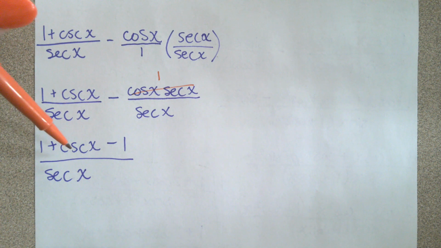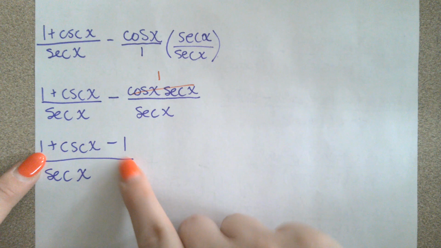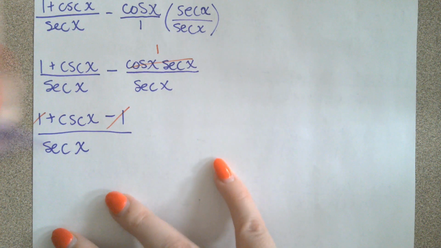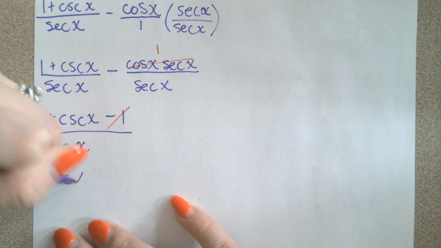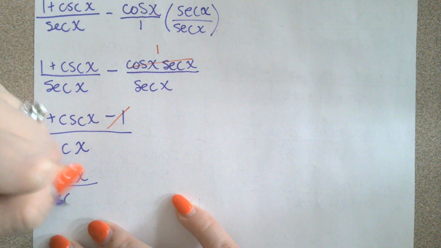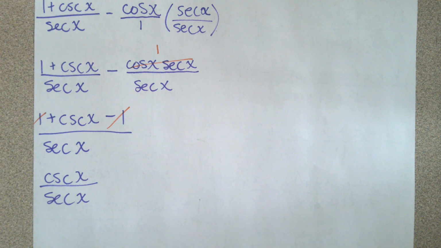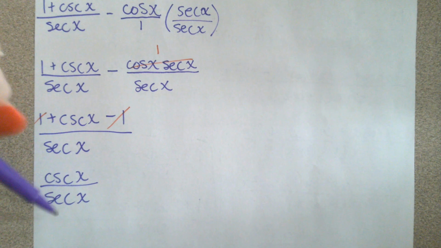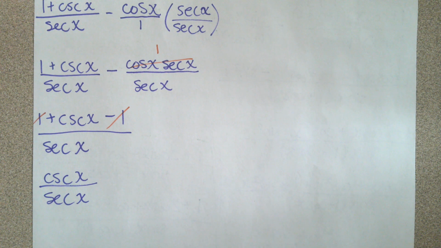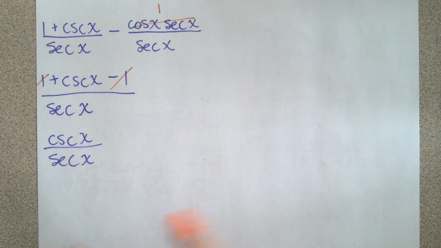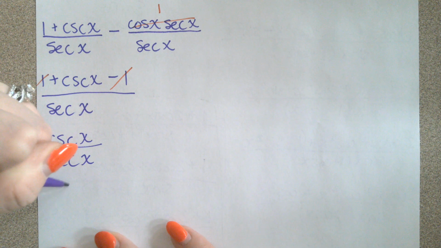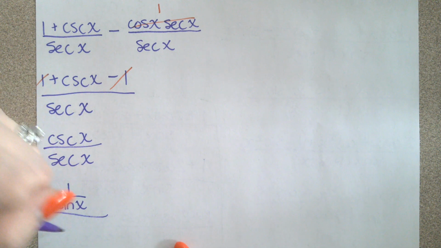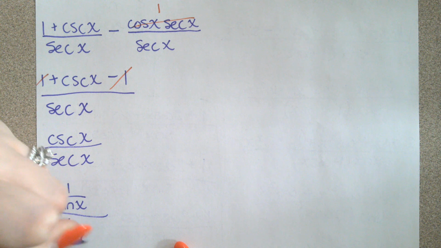Okay, 1 plus cosecant minus 1. We have a 1 minus 1, so those are gone. And then we have cosecant x over secant x. Well, at this point, we have no other option besides converting these to their sine and cosine forms and then figuring out where that takes us. So cosecant is 1 over sine, we know that, over secant is 1 over cosine of x.